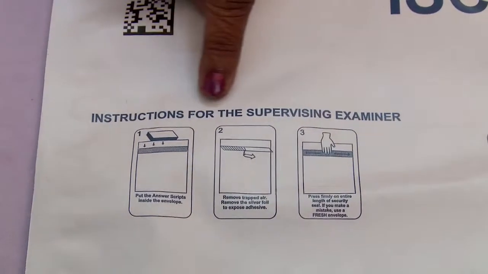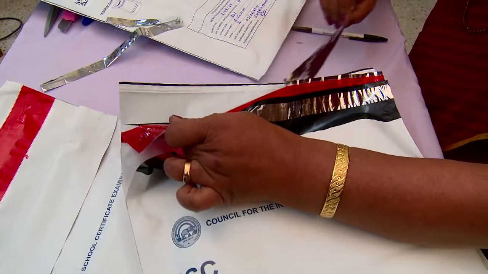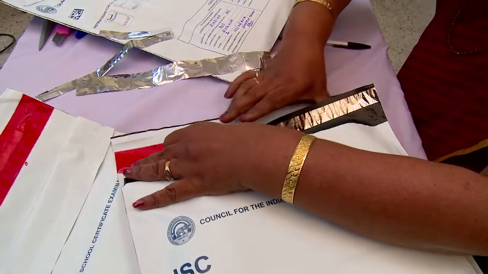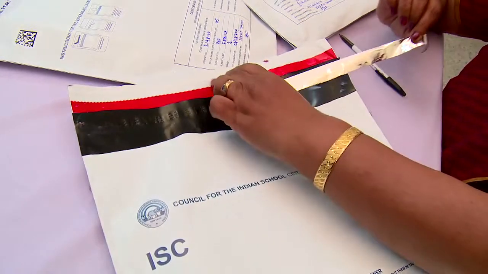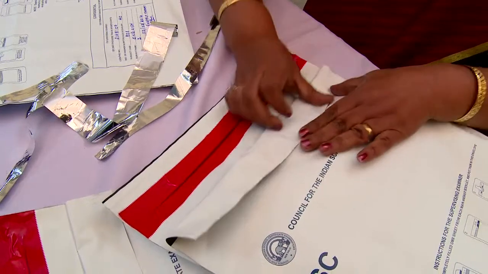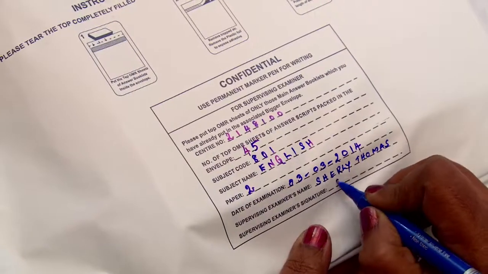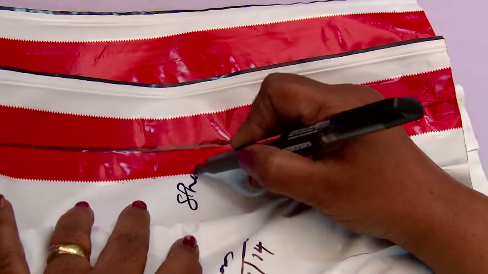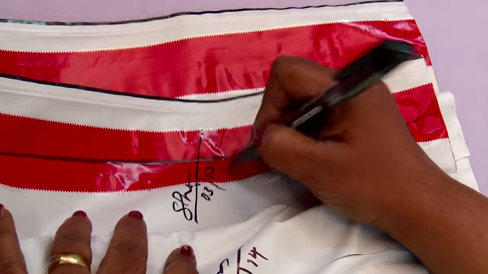The envelope must be packed according to the instructions given on the envelope. The supervising examiner must complete the required details on the envelope. The supervising examiner must sign the sealed answer booklet envelopes across the sealed area using a permanent black marker pen.